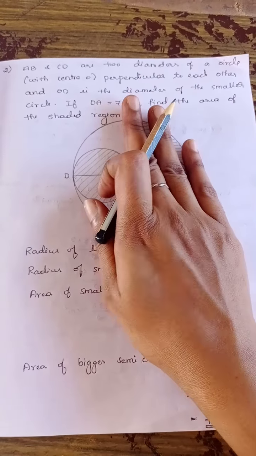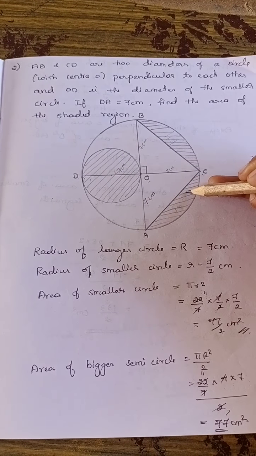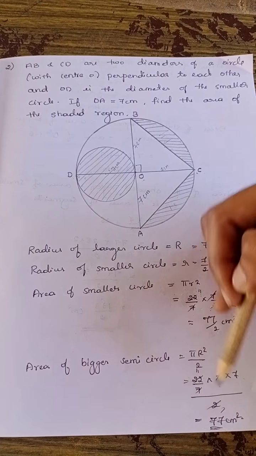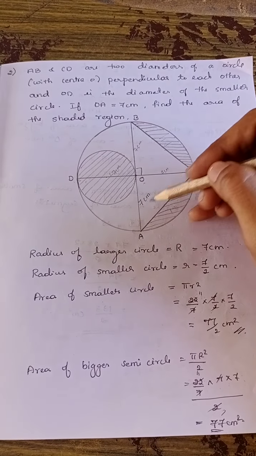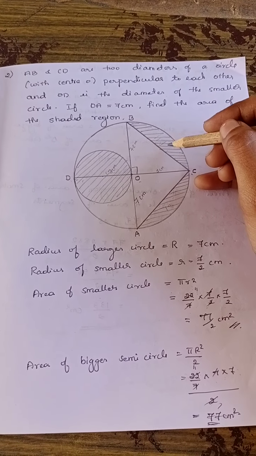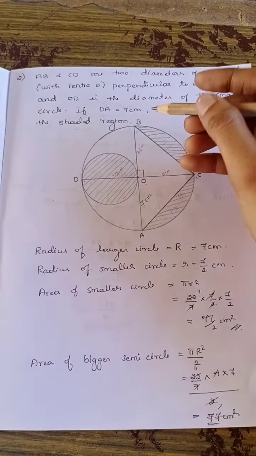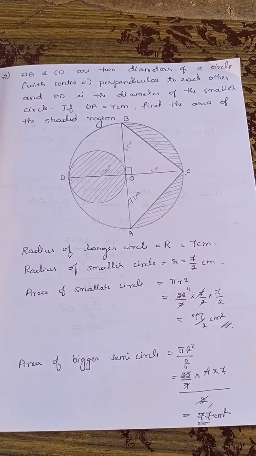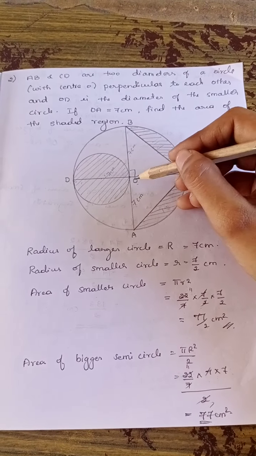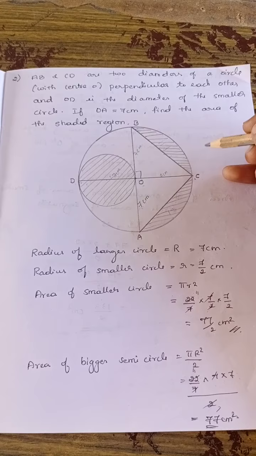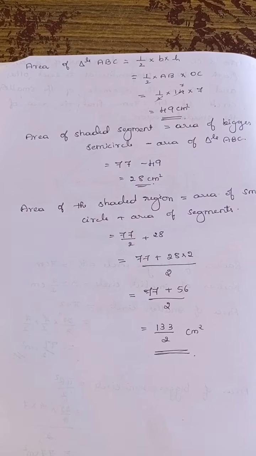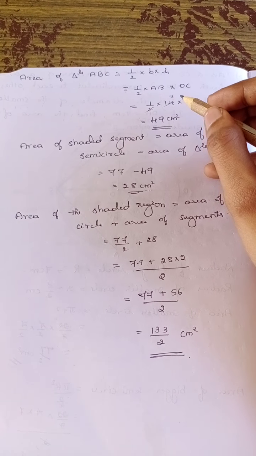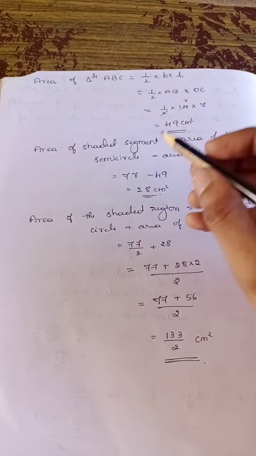This much area is found. We have to find only this shaded region. For that we have to find the area of this triangle. The area of the semicircle portion we already found, and the area of the triangle. If we find the area of this triangle, then we will get the area of these two shaded regions. Area of triangle is equal to half into base into height. Here base is equal to 7 plus 7, 14. Height is 7 centimeter. So half into 14 into 7, that is 2 ones are 2, 7s are 7, 7 7s are 49. This is the area of triangle ABC.